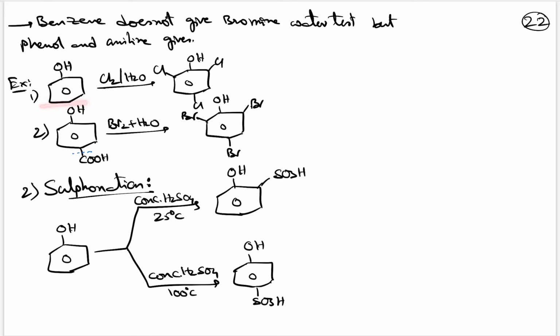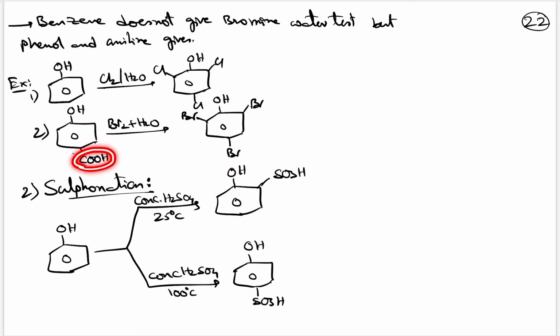And phenol on reaction with chlorine water, like bromination, polychlorination also will happen. And if phenol is having a carboxylic acid also, and you take bromine water, then the carboxylic acid will be removed because of a very good leaving group, the carbon dioxide molecule. So there will be ipso attack of Br plus ion at this position and it gives a polybrominated product.